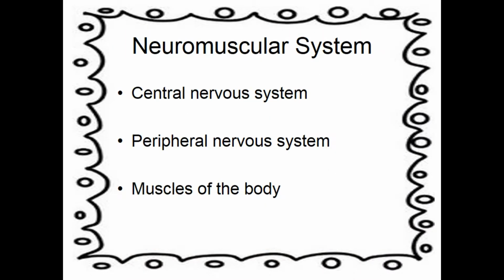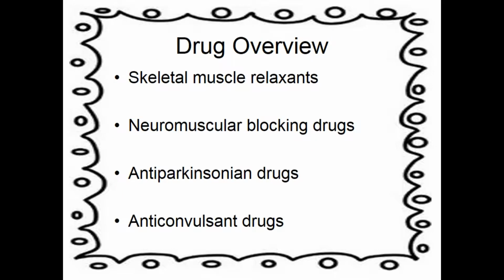Remember that the CNS includes the brain and spinal cord, whereas the PNS is all the nerves throughout the autonomic nervous system. And obviously the muscles in the body go with that. Drug overview is we're going to be talking about skeletal muscle relaxants, neuromuscular blocking drugs, antiparkinsonian drugs, and anticonvulsant drugs.